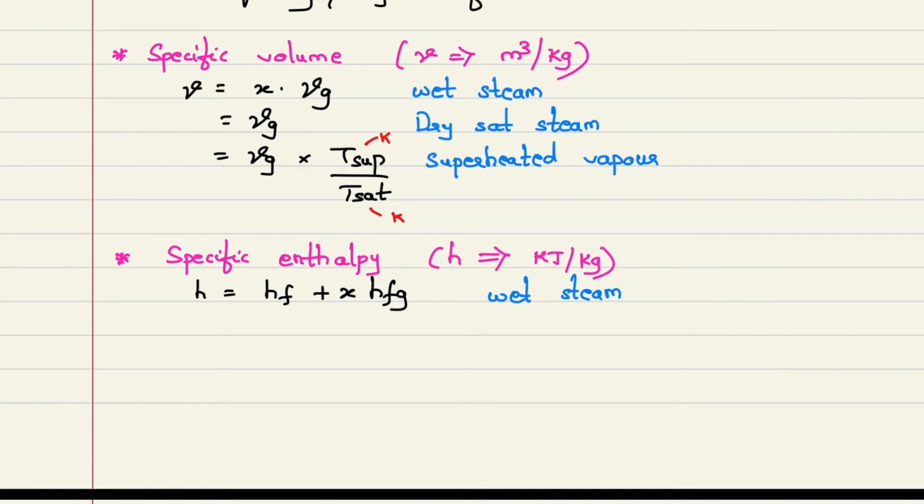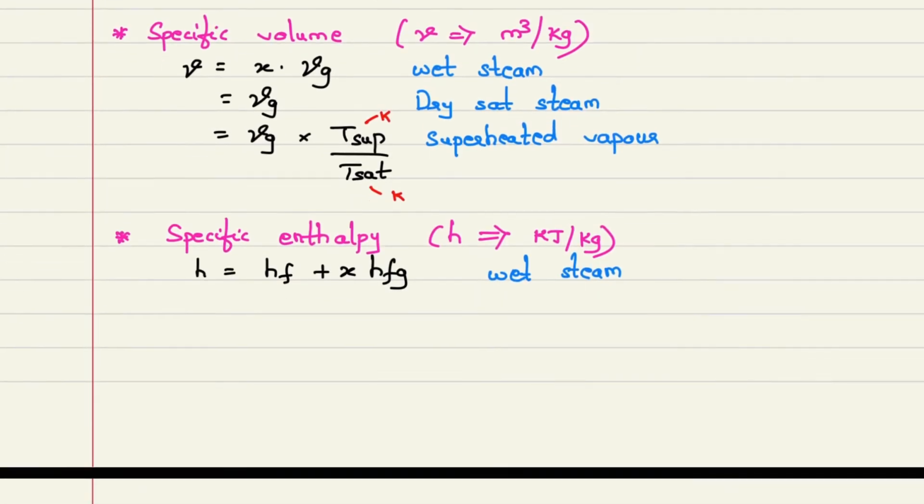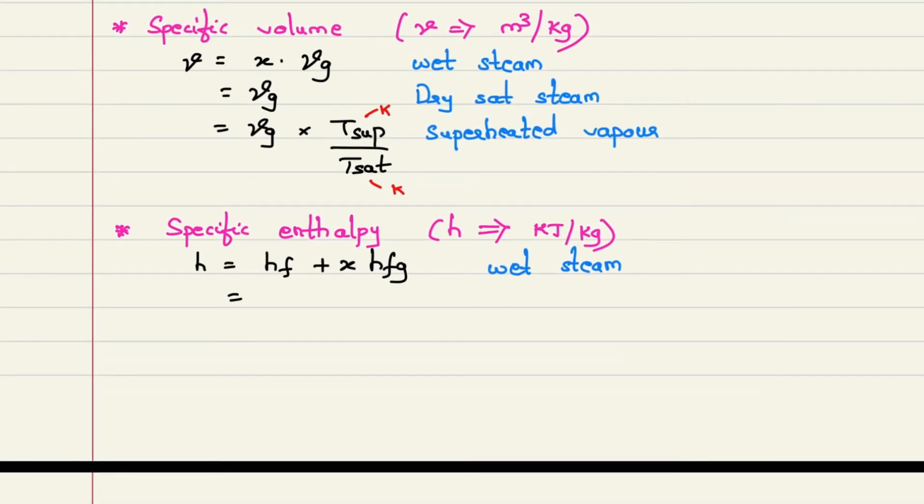Then next, if you consider point C, which point is this? It is on the saturated vapor line. So the specific enthalpy will be equal to Hg. This is for dry saturated vapor or steam.